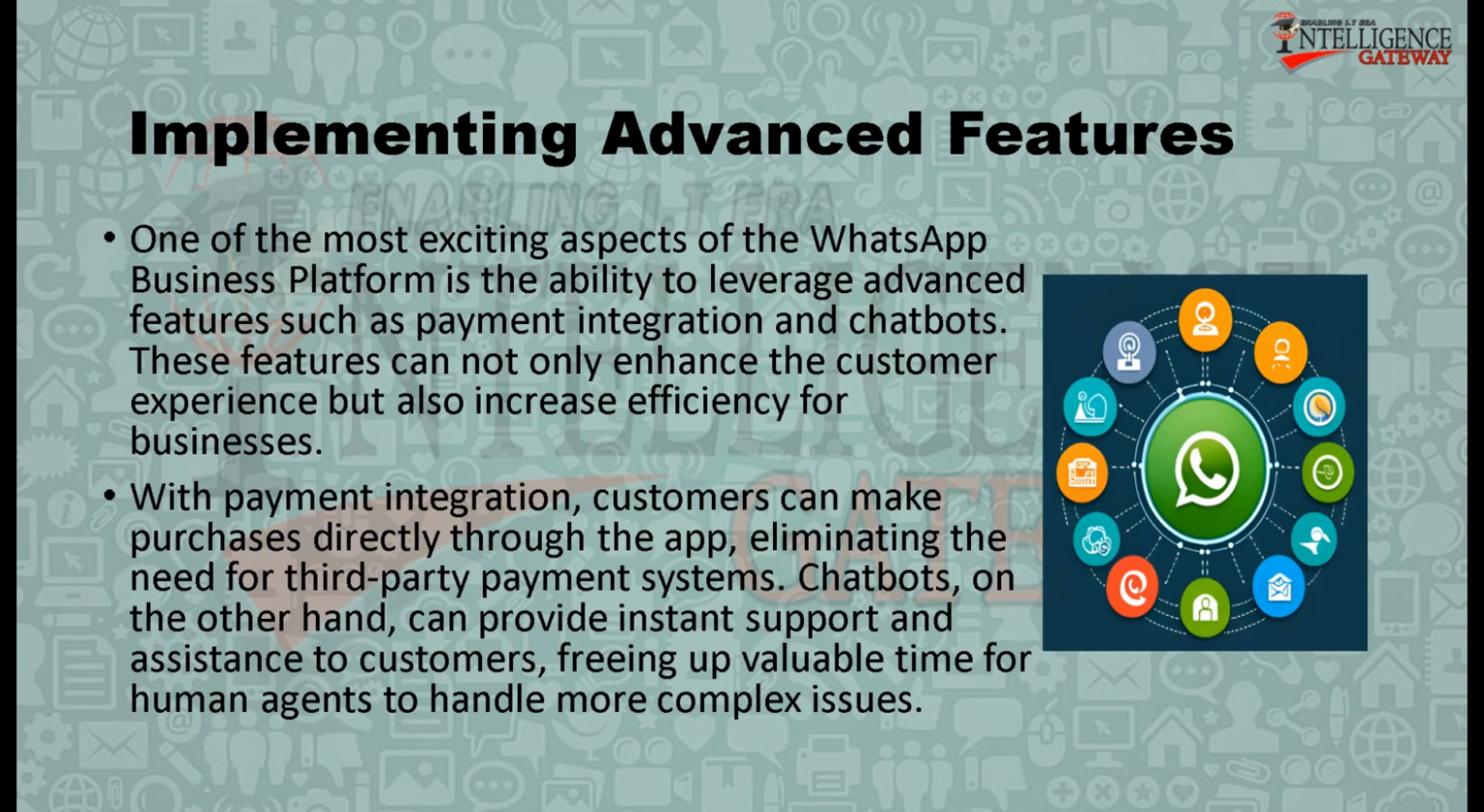Implementing advanced features. One of the most exciting aspects of the WhatsApp Business Platform is the ability to leverage advanced features such as payment integration and chatbots. These features can not only enhance the customer experience but also increase efficiency for businesses. With payment integration, customers can make purchases directly through the app, eliminating the need for third-party payment systems. Chatbots, on the other hand, can provide instant support and assistance to customers, freeing up valuable time for human agents to handle more complex issues.